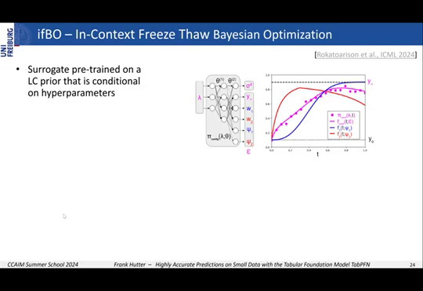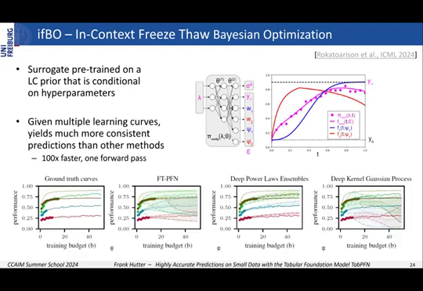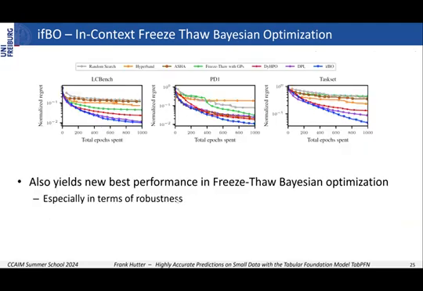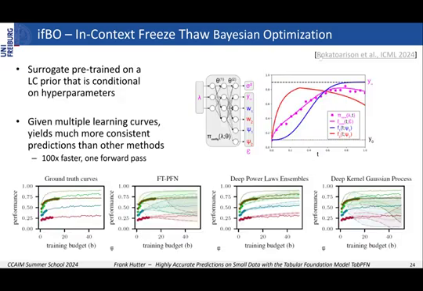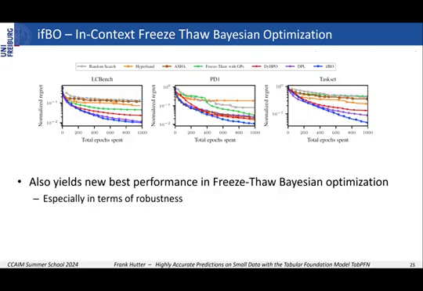All right, you can also use it again for more complex Bayesian optimization, freeze-thaw Bayesian optimization, where you have many partial learning curves like this, and you want to predict where they will all go, and then run the most promising one for another epoch. I won't go into too much detail here, just saying that this also yields new state-of-the-art performance for freeze-thaw Bayesian optimization. That was an ICML paper this year.